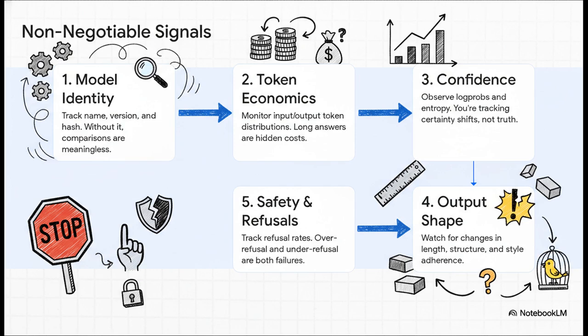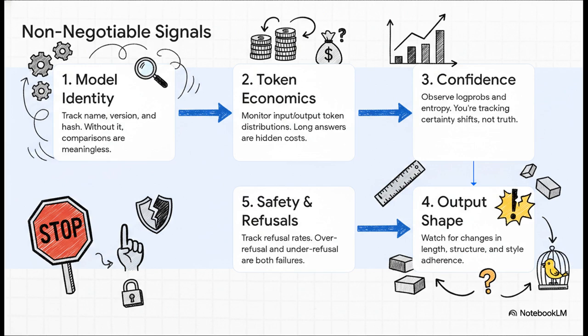2, token economics. Are your answers suddenly getting twice as long? That's not just a style change. That's a direct hit to your wallet. 3, confidence. We're looking at things like log probs and entropy here, which is just a fancy way of asking, how sure is the model about the words it's picking?